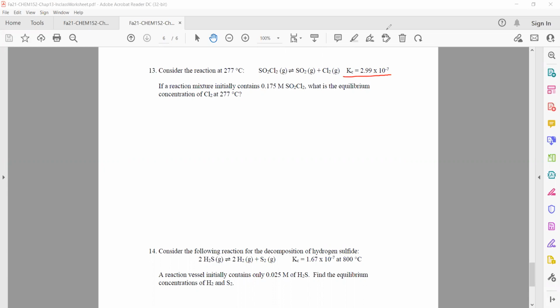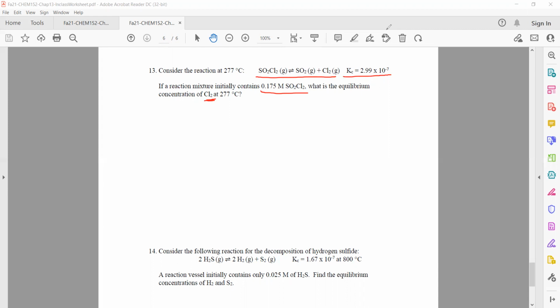In this case, we have a chemical reaction here, and then we have a K value given to us. We're also told the initial concentration of our reactant. And the thing we're asked to find is the concentration of Cl2 at the same temperature once we reach equilibrium.